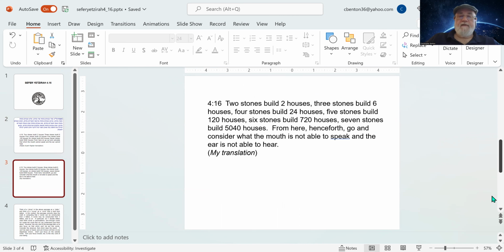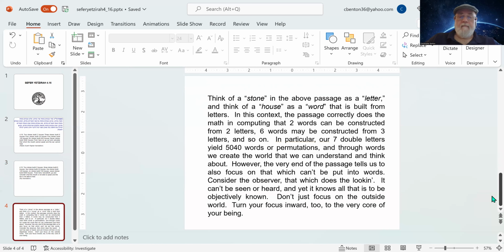And my translation, 2 stones build 2 houses, 3 stones build 6 houses, 4 stones build 24 houses, 5 stones build 120 houses, 6 stones build 720 houses, 7 stones build 5,040 houses. From here henceforth, go and consider what the mouth is not able to speak and the ear is not able to hear. Okay, what's going on here?